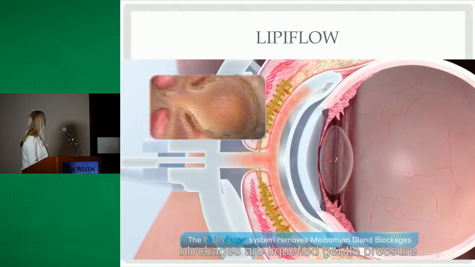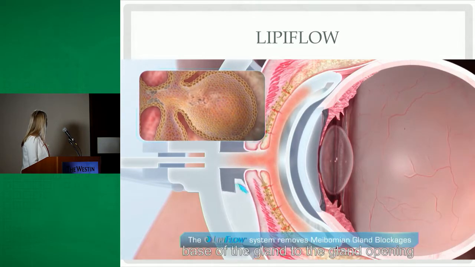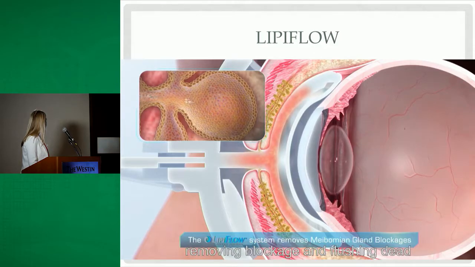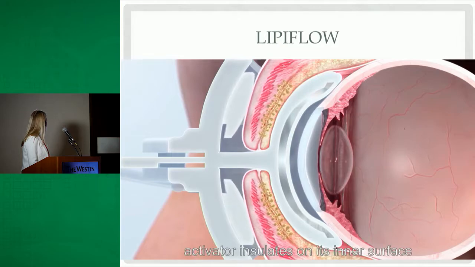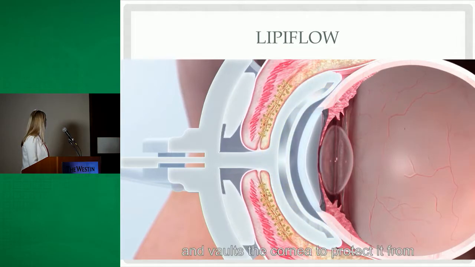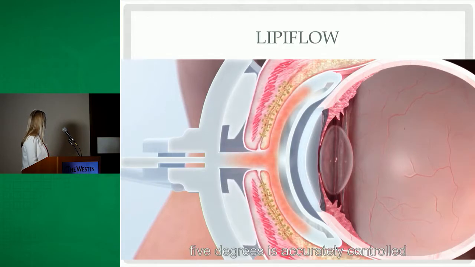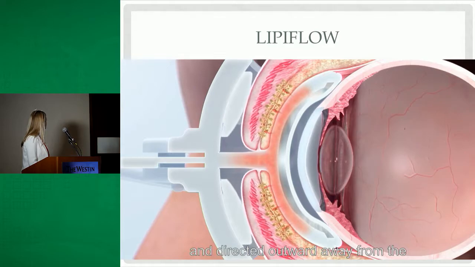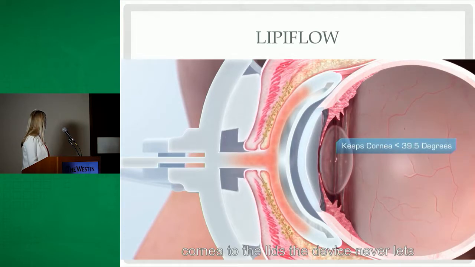Gentle pressure is applied from outside the lid, from the base of the gland to the gland opening, removing blockage and flushing dead cells from the gland. The LipiFlow activator insulates on its inner surface and vaults the cornea to protect it from heat. Therapeutic heat of 42.5 degrees is accurately controlled and directed outward, away from the cornea, to the lids. The device never lets the cornea exceed a safe 39.5 degrees.